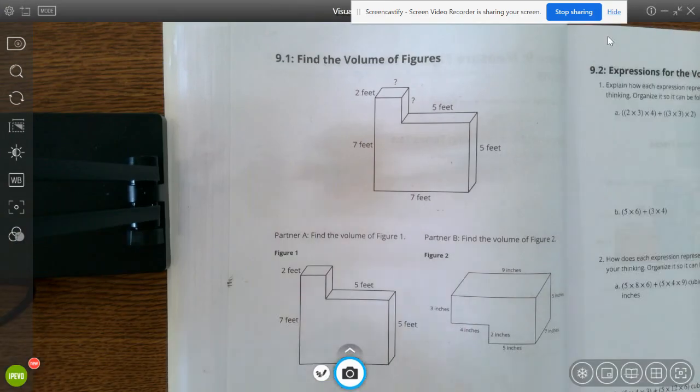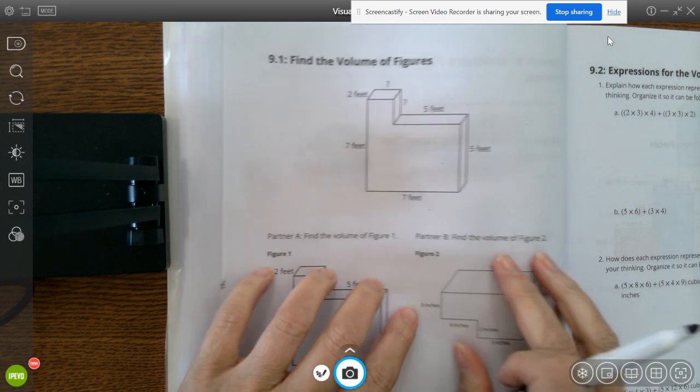Okay, today we're going to show different ways to find the volume of composite figures. The first thing you need to do is open your book to page 46. And remember, you can pause this while you're getting things ready.